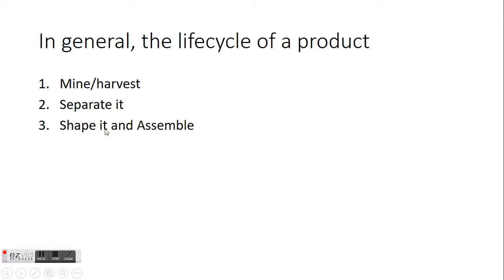Then we have to shape it and assemble it into a useful form. So raw cotton isn't really useful to us until we get it into thread, or if we take that thread and make it into fabric. So that process of turning raw cotton into fabric would be step 3.